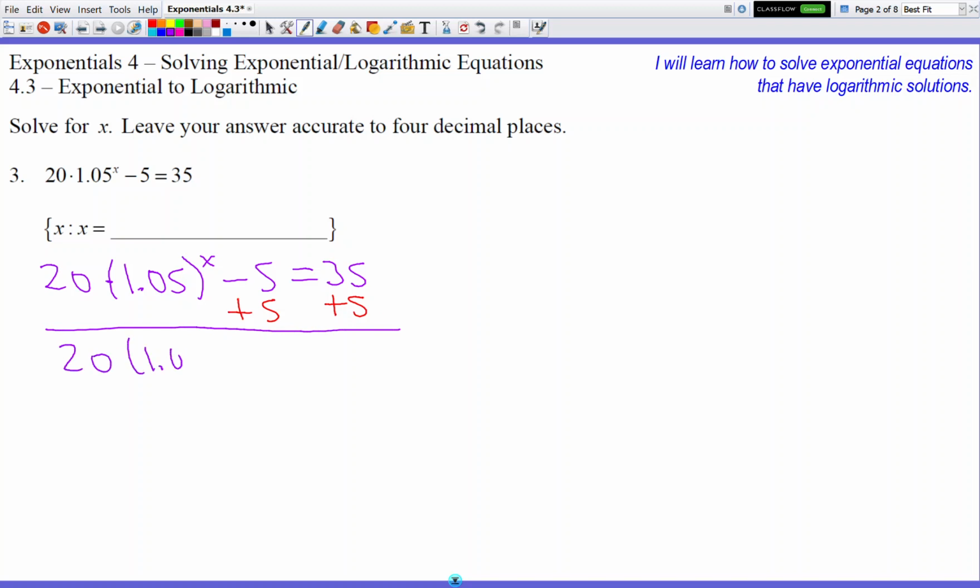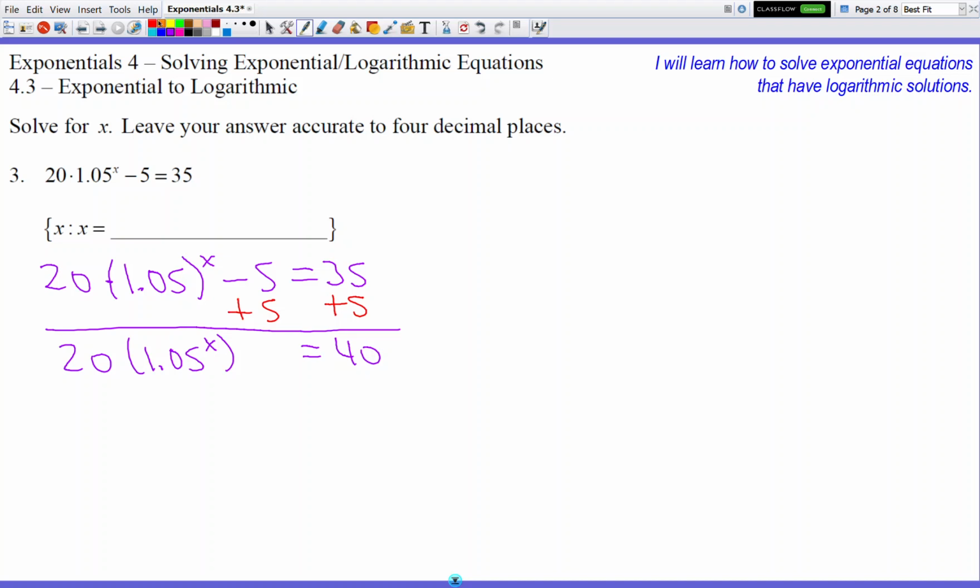times 1.05 to the x power, and the reason why I put the x inside the parentheses is just to tell you guys that it doesn't matter where the x is. It can be inside the parentheses, it can be outside the parentheses, right? Because the x is only controlling the 1.05. It's not controlling anything else. So if you want to put it inside or outside, it doesn't matter. So I kind of did that on purpose to show you guys it doesn't matter where you put the x in this particular problem. Then that equals 40.